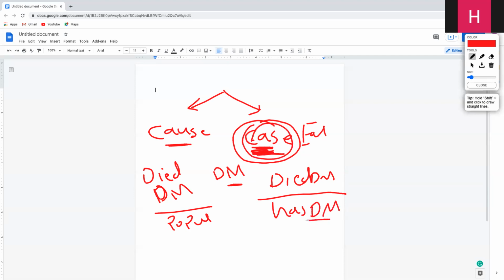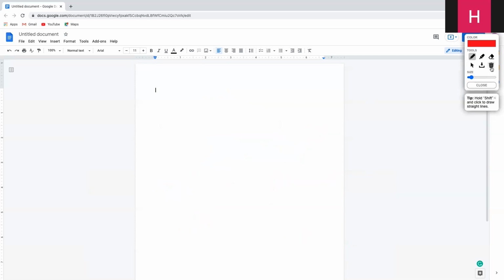So the denominator will be the cases of diabetes mellitus. If you're having 100 cases, how many out of these 100 died? For example, 5. While here, if you're having the total population, for example 1 million, how many died? For example, 100. And that's the difference between the three mortality or fatality equations we have.